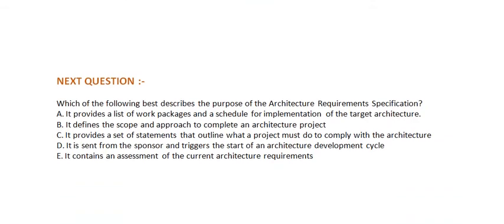Which of the following best describes the purpose of the architecture requirement specification? Option A, it provides a list of work packages and a schedule for implementation of the target architecture. Option B, it defines the scope and approach to complete an architecture project. Option C, it provides a set of statements that outline what a project must do to comply with the architecture. Option D, it is sent from the sponsor and triggers the start of an architecture development cycle. Option E, it contains an assessment of the current architecture requirements. The correct answer is option C.